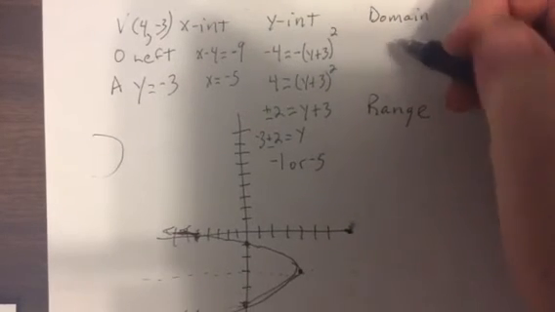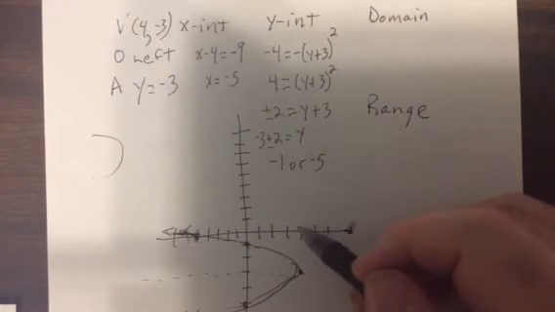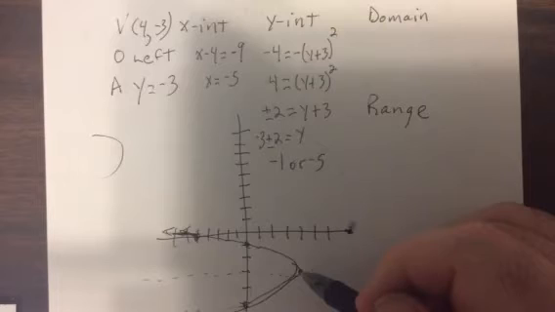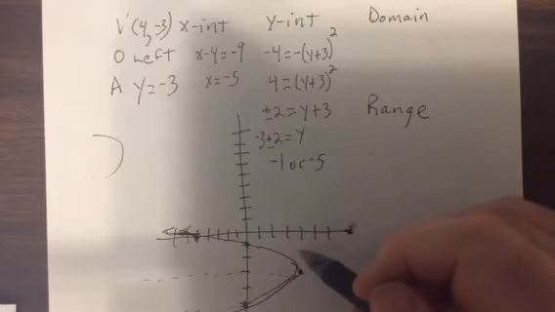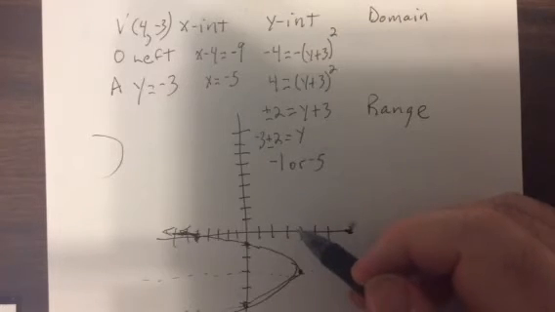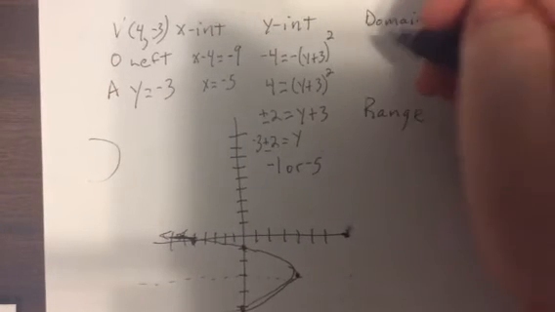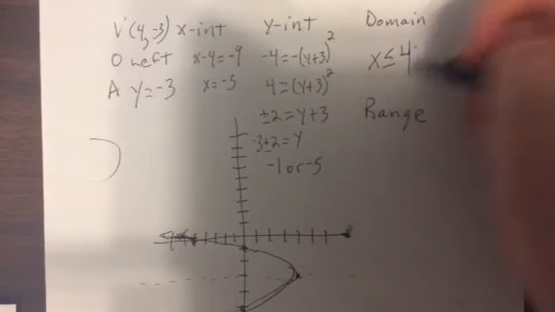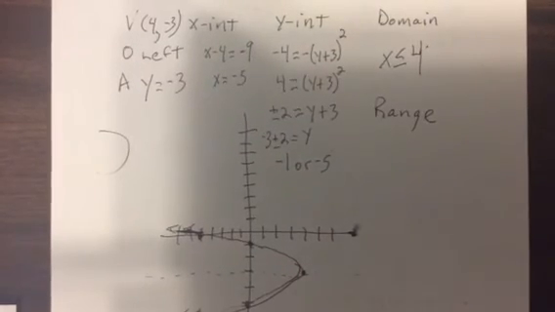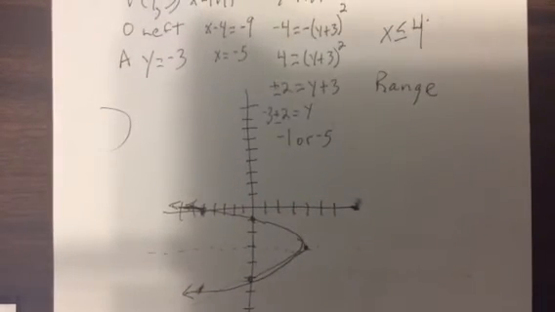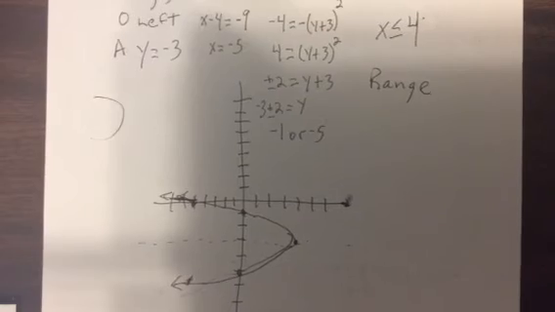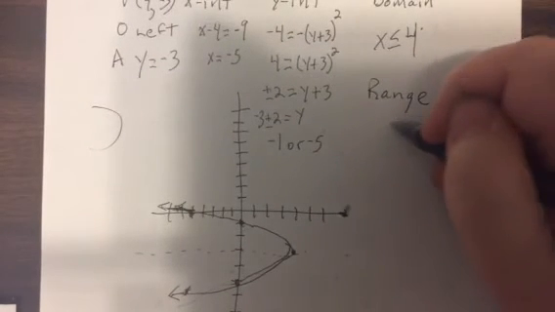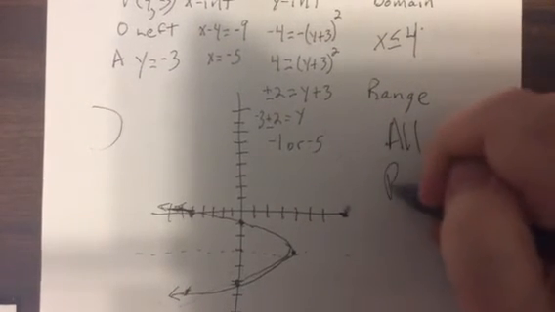The domain is how far left and right are you going? Well, you're starting at 4. I said negative 4, I meant 4. And you're going to the left, so x is less than or equal to 4. It's not negative. And the range would be all reals. It's going up and down forever.